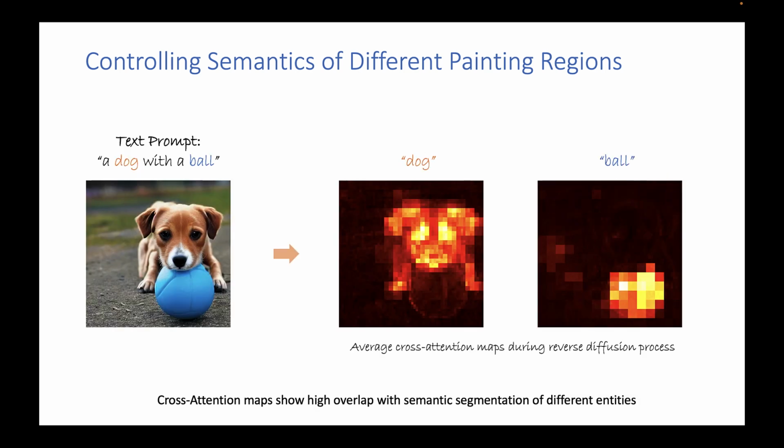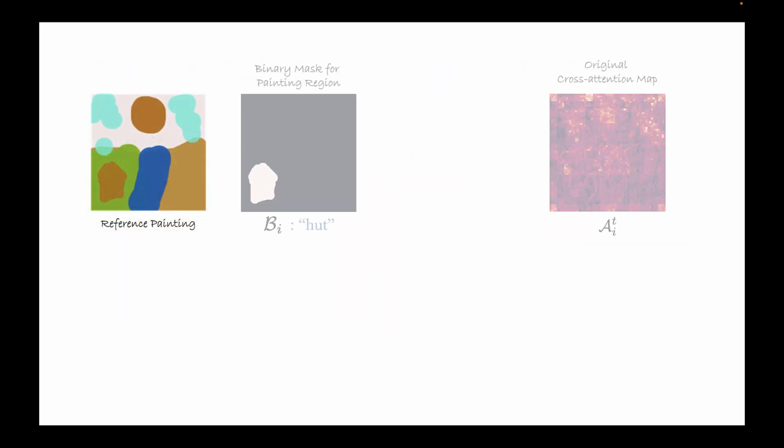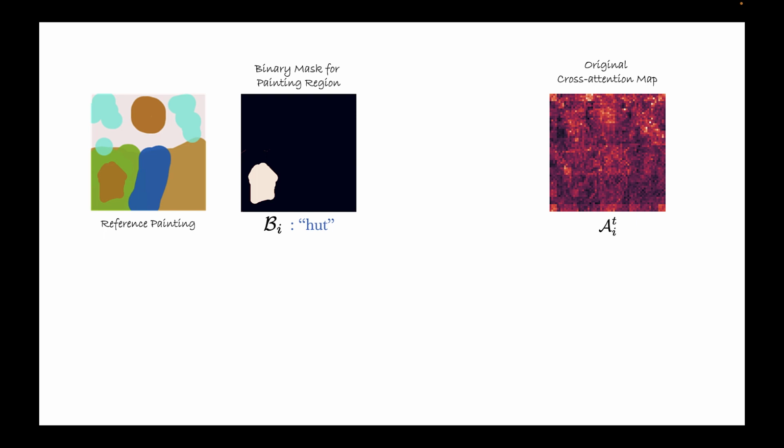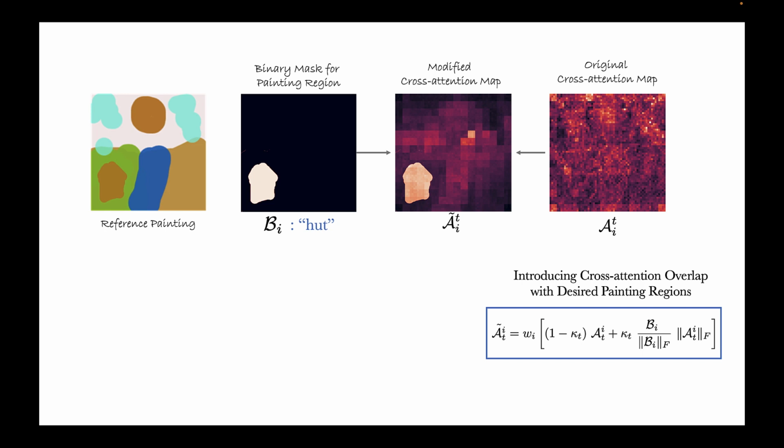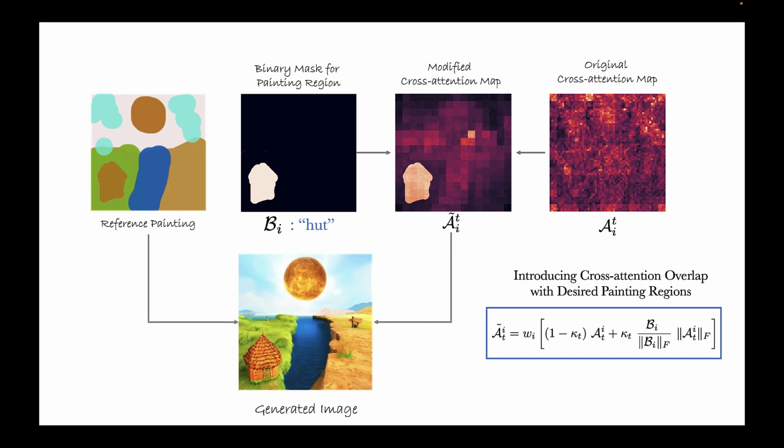To solve this problem, we take motivation from the observation that when generated faithfully, the cross-attention maps across the reverse diffusion process show high overlap with the semantic segmentation for different entities. In our experiments, we found the reverse to also be true. That is, by constraining an overlap between the binary mask for a particular painting region, in this case a hut, and the corresponding cross-attention map, the user can control the semantics of different painting regions in a much better manner.